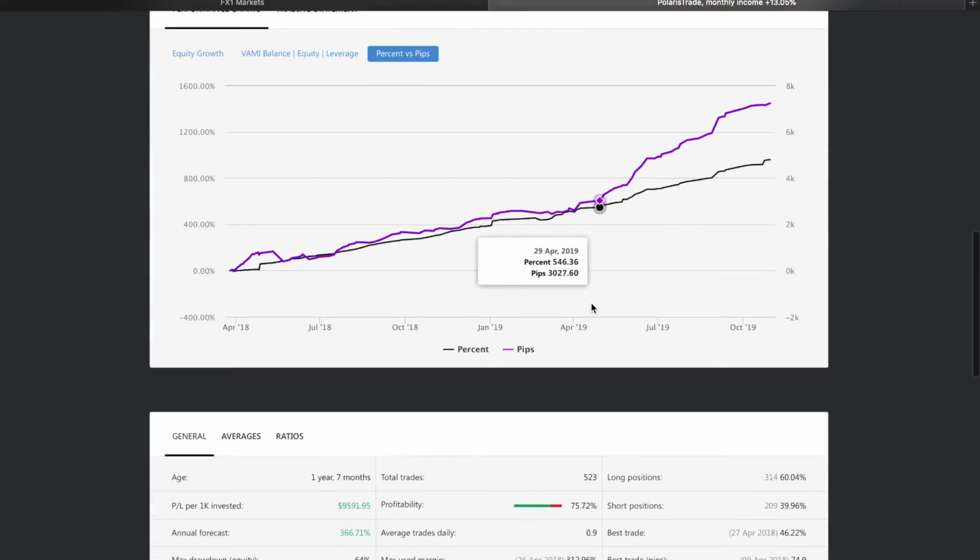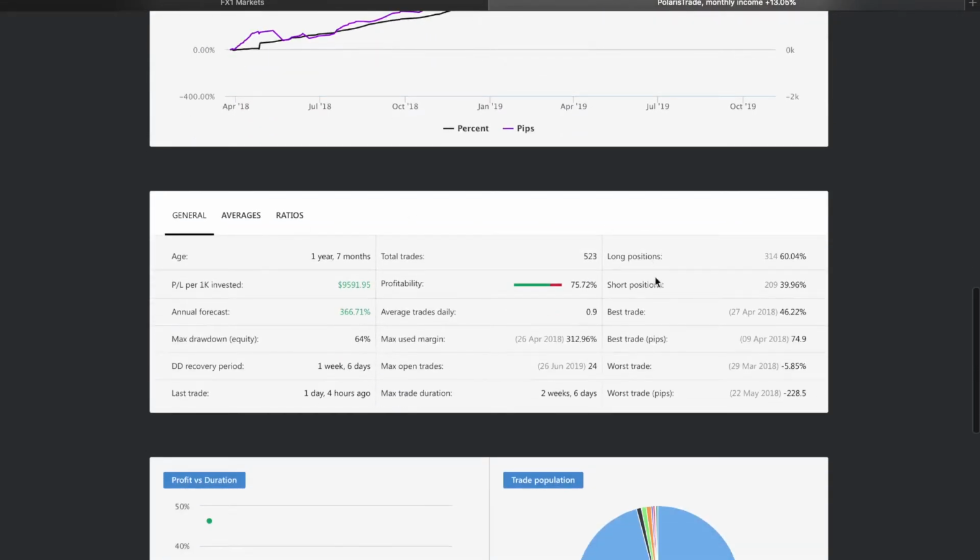The next part is the more information in here, so you can check, let's say, the additional information. It will be the average daily trade, total trades, let's say the max used margin, which I believe is a mistake that has been done with the leverage of 300, long position, short position, worst and best trades in percent and in pips.